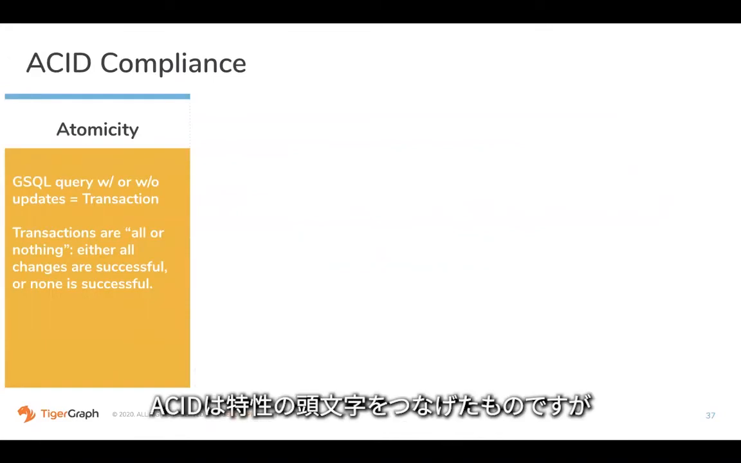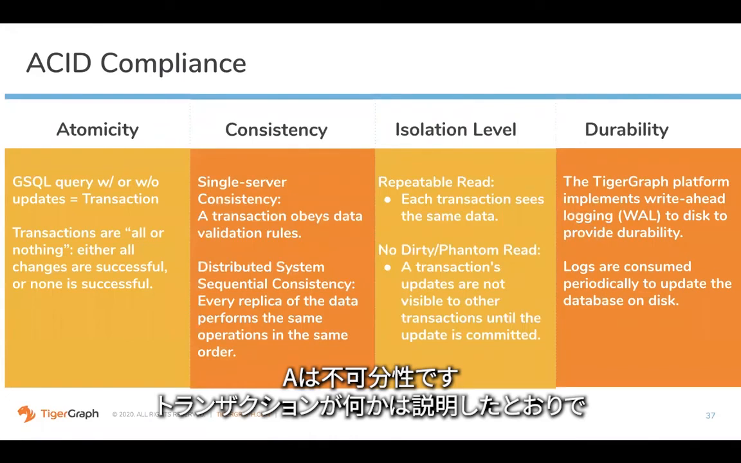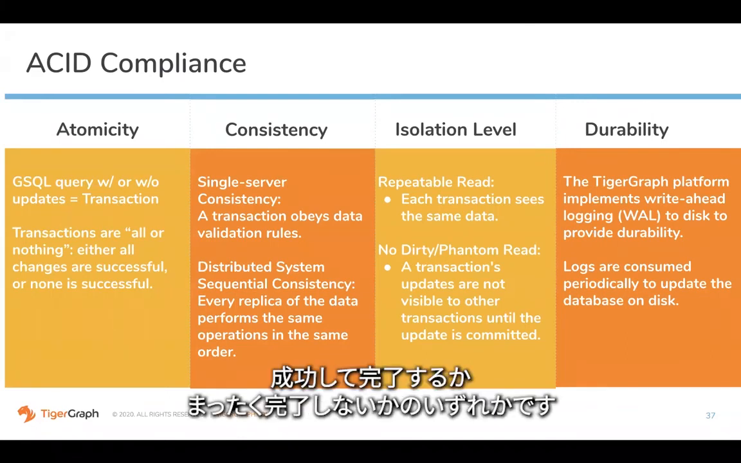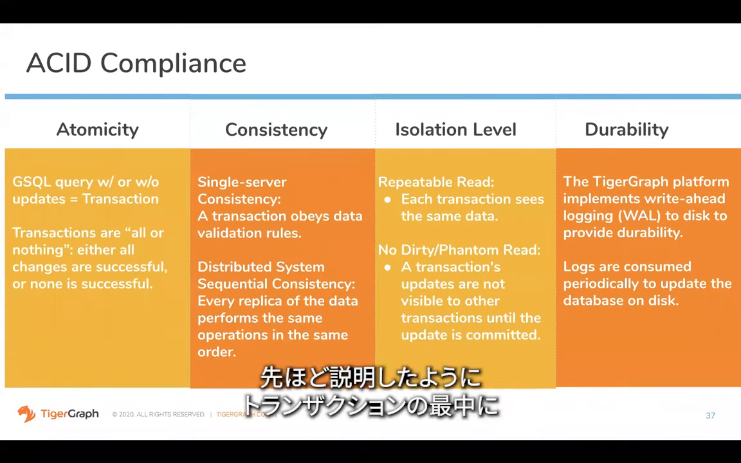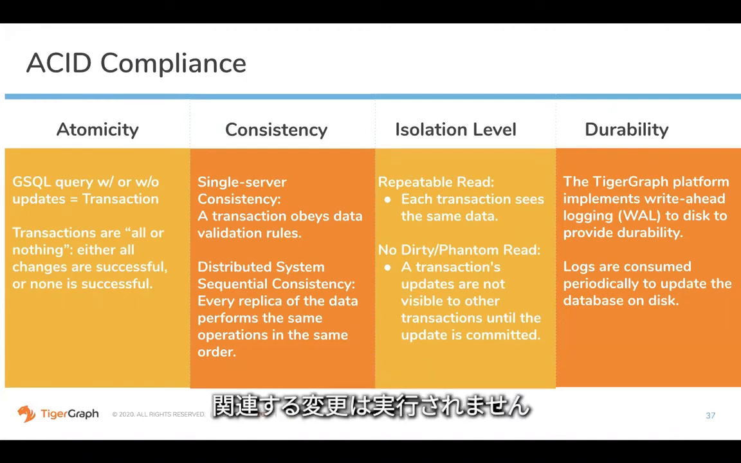So we got ACID, atomicity. I already explained what is a transaction. And so obviously they are all or nothing. Either it completes completely, successfully, or not at all. Like I mentioned, if there is a failure of one machine in the middle of a transaction, that one will probably fail. And so none of the changes regarding that transaction will take place.